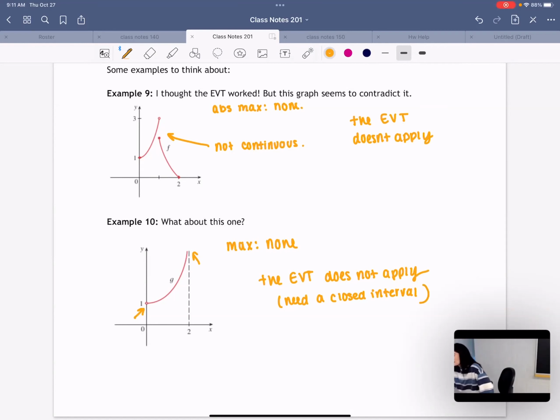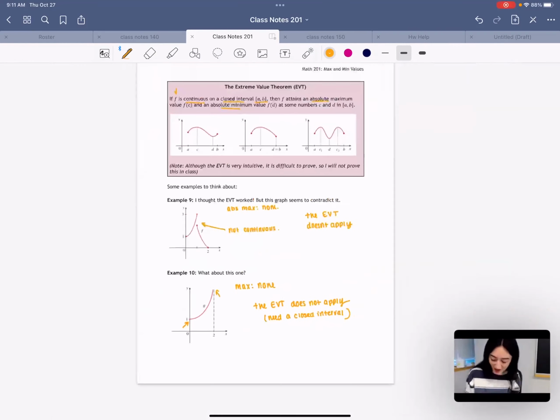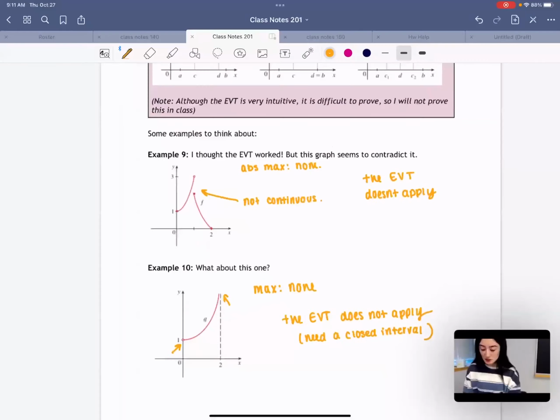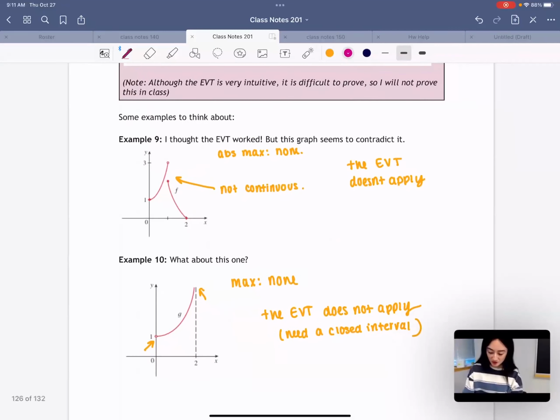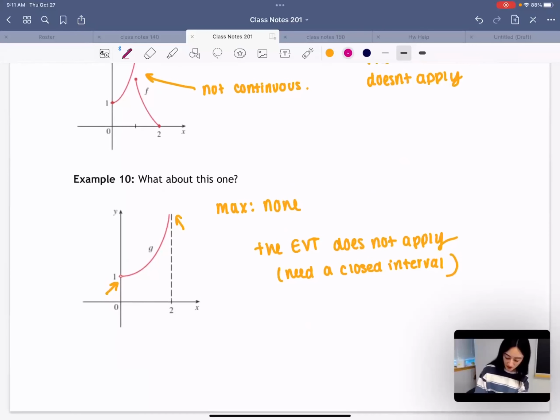Okay, yes, we did go over the intermediate value theorem. Let me tell you the difference. That's a good question. I don't know why my mind just blanked here. Don't confuse the extreme value theorem with the intermediate value theorem. Let me show you what the intermediate value theorem says.